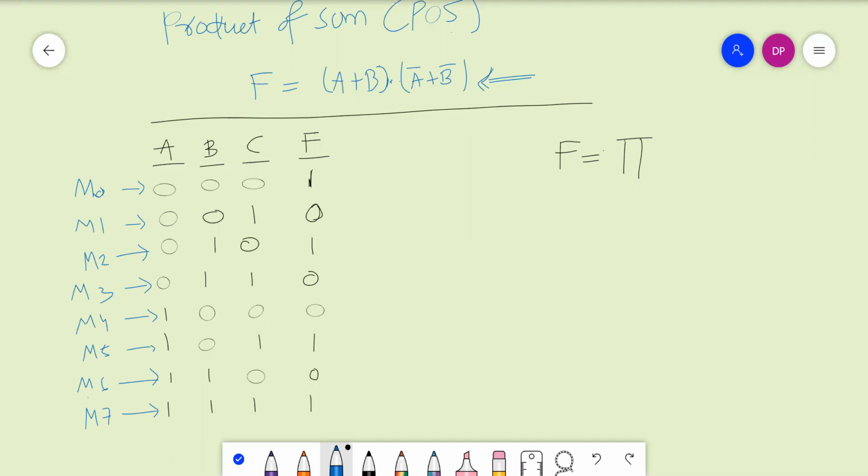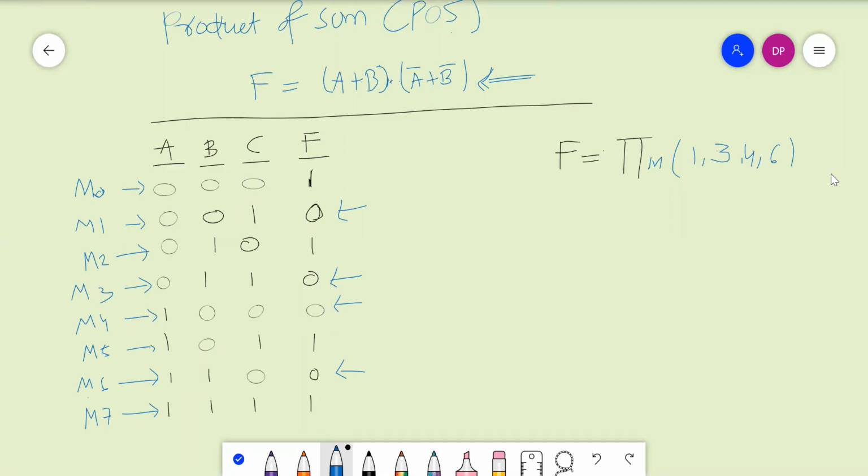So F will be what? What will be the answer? Pi of capital M 1, 3, 4, 5, 6. Wherever it is 0, we have to pick them. Wherever it is 0, we have to pick them. So it is 1, 3, 4, 6. Okay, 5 is not possible. 1, 3, 4, 6, right?